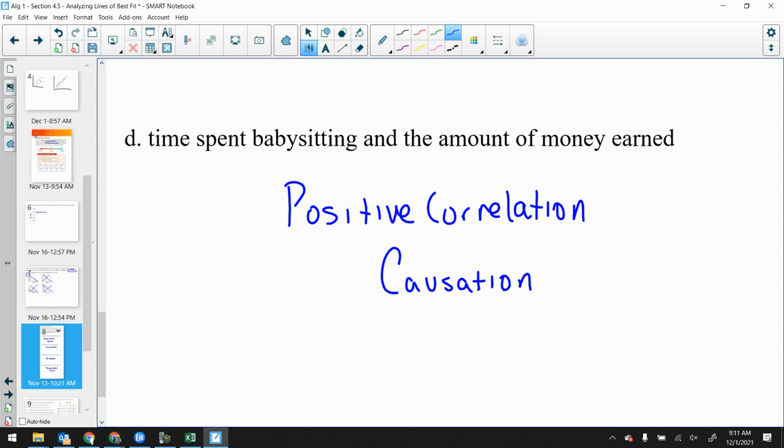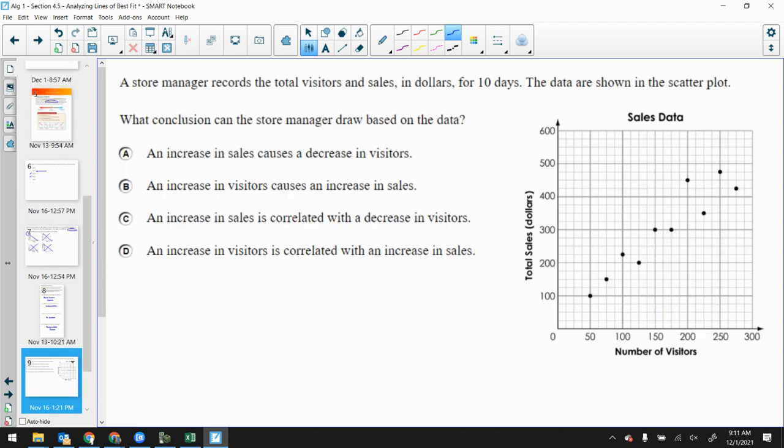I would like to do the rest of these before I talk about something. All right, let's talk about this next one here. Now, this is not on your guided notes, but I wanted to show you an example of a release question that has causation and correlation. A store manager records the total visitors and sales in dollars for 10 days. The data is shown in the scatter plot. Look what we have here.